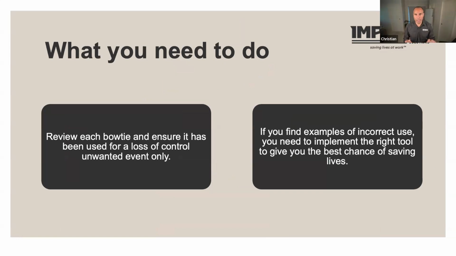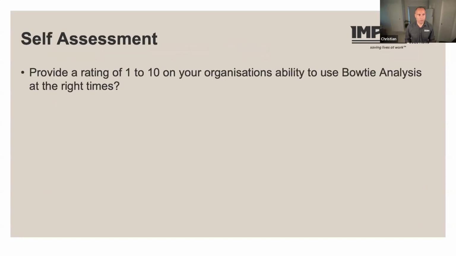So honing in again, what do you need to do? If you've got a suite of bow ties, as well as checking the center of the knot, have they been used for the right scenarios, or should a different tool have been used? And if we find some examples of incorrect use, then that's an opportunity for improvement to move forwards.